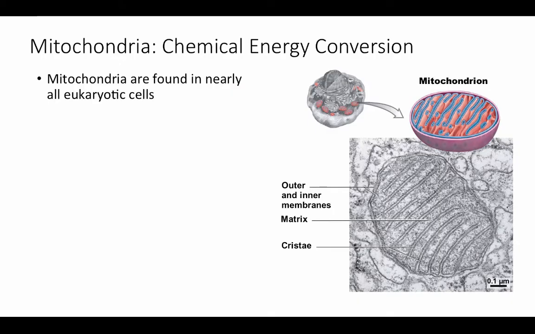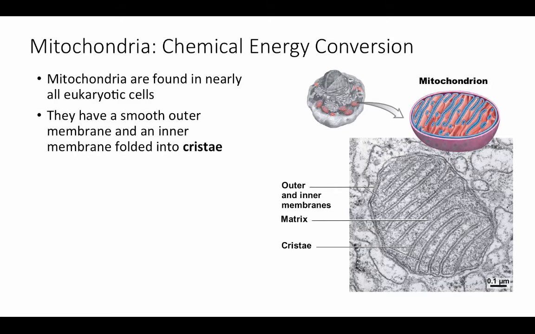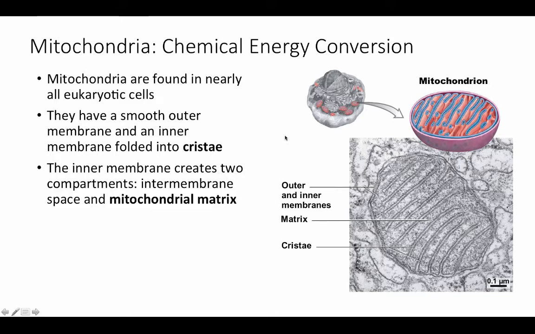So let's take a closer look at mitochondria. We're not going to go into the details of how they do what they do. We're going to go into great detail on that when we get into cellular respiration. We're going to go over just the structure of mitochondria here. So mitochondria are found in nearly all eukaryotic cells, and they have a smooth outer membrane, but then that inner membrane has all of these membranous folds that fold toward the interior of the cell. And these are called cristae.